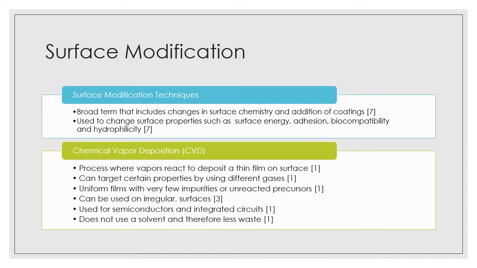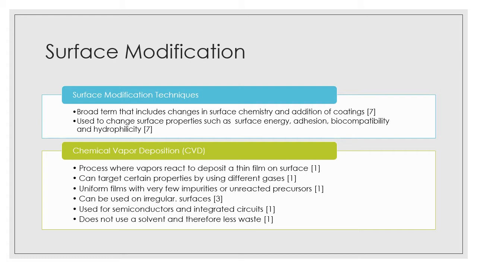Photo-initiated chemical vapor deposition is a surface modification technique. Broadly, surface modification techniques are methods that are used to change the surface chemistry of an object or add a coating. Surface properties such as surface energy, adhesion, biocompatibility, and hydrophilicity can be changed by this process.